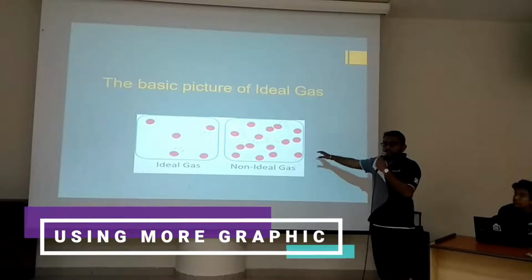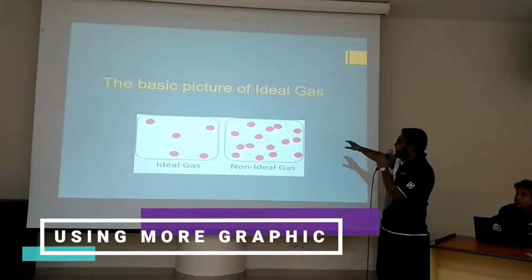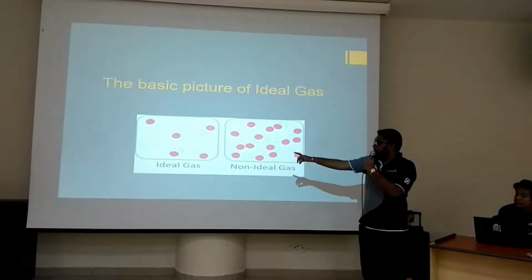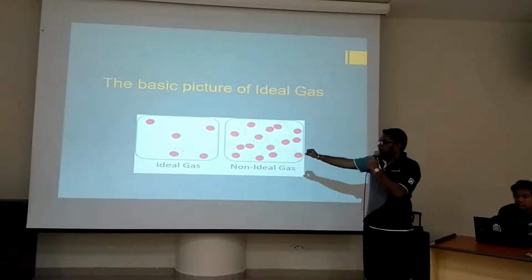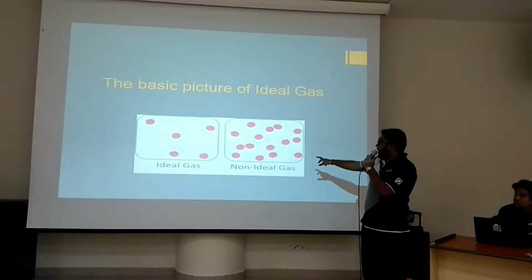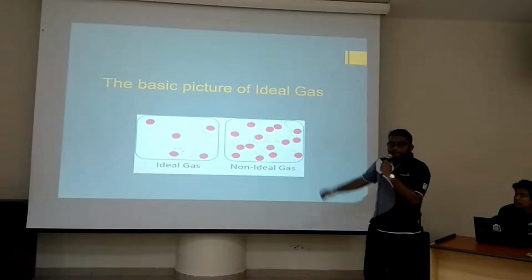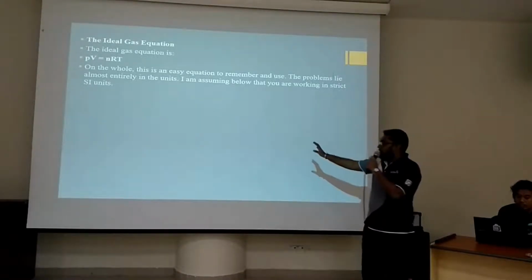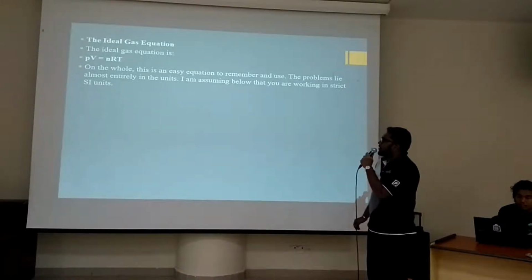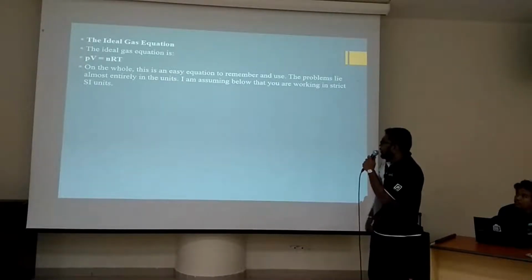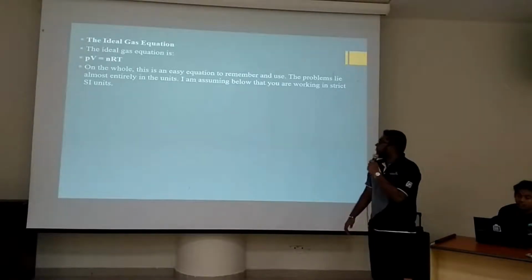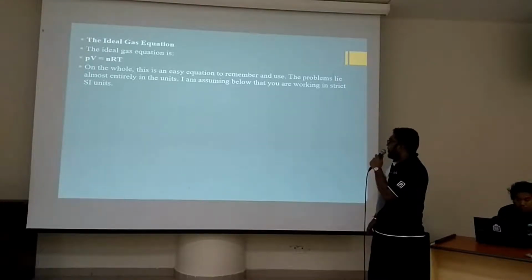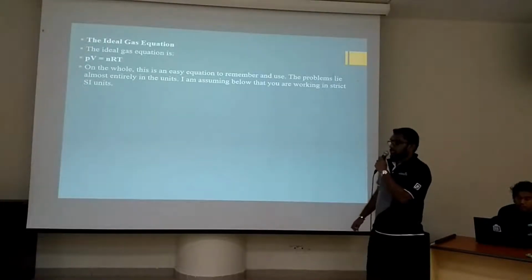As you can see in this picture, it is the basic picture of ideal gas. This is ideal gas, and this is not ideal gas, this is how you can differentiate. If you see ideal gas, the particles are quite far apart, whereas for non-ideal gas, the particles are quite near. This is the ideal gas equation, PV equals nRT. On the whole, this is an easy equation to remember and use. The problem lies almost entirely in the units. I'm assuming below that you are working in strict SI units.